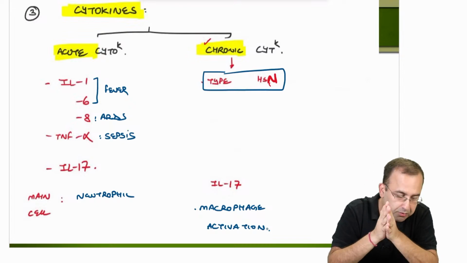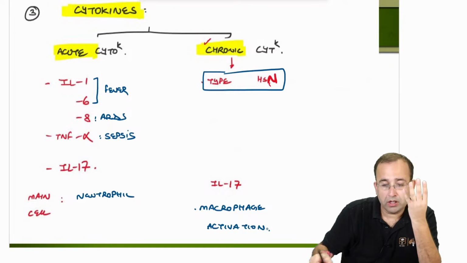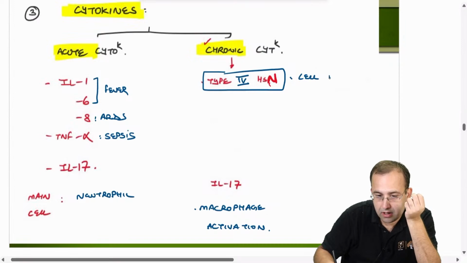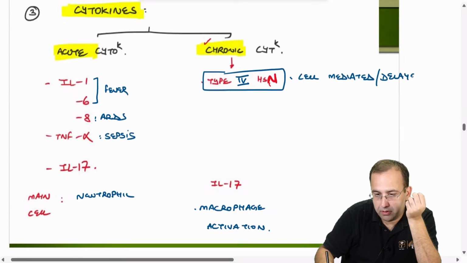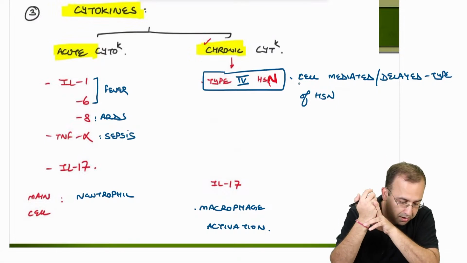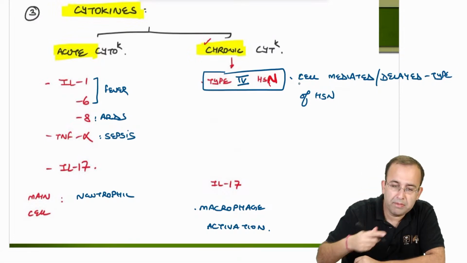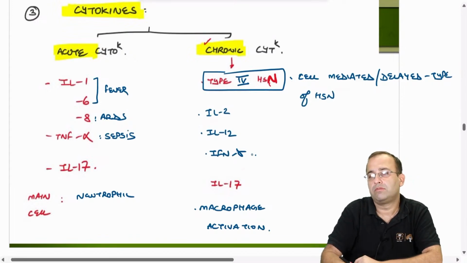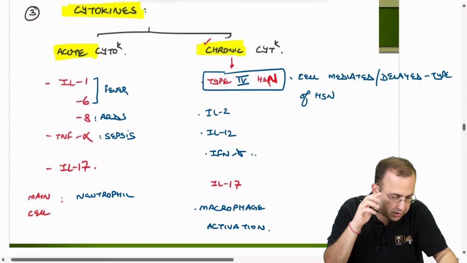So chronic inflammation is associated with type 4 hypersensitivity, that is cell mediated or delayed type of hypersensitivity. Main cell, macrophages. Main cytokines being interleukin 2, interleukin 12 and interferon gamma. So 3 options, have a look.